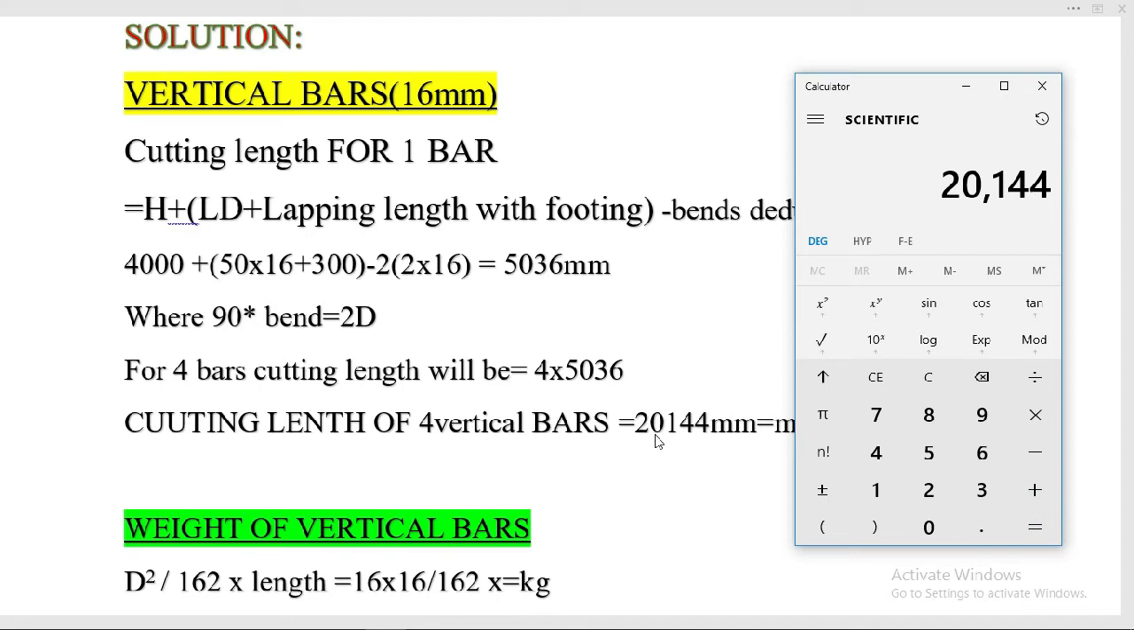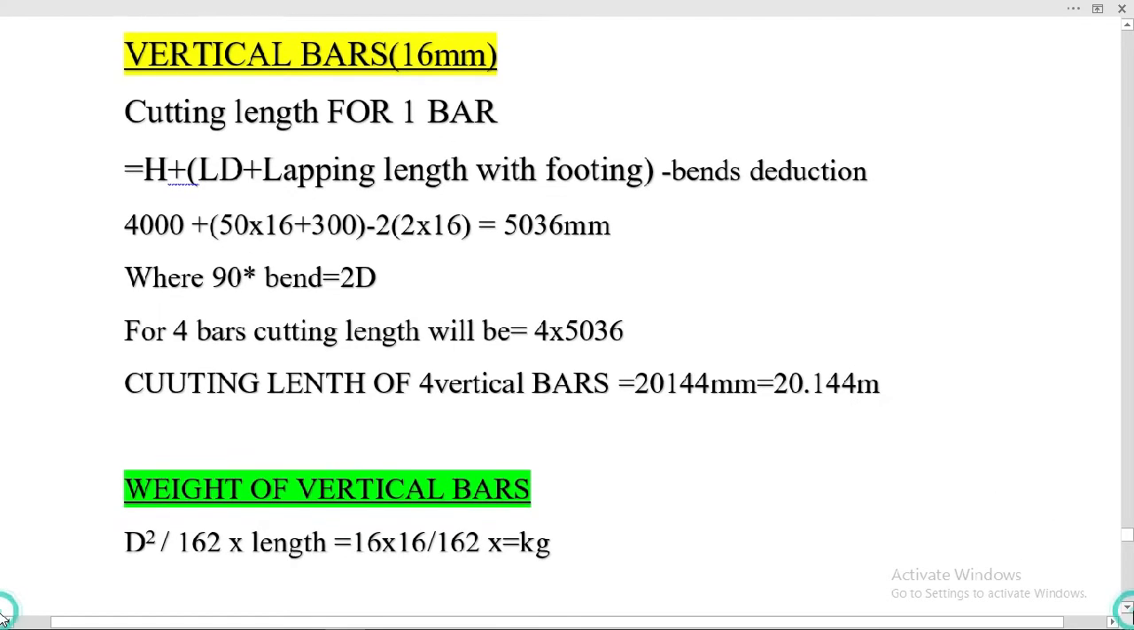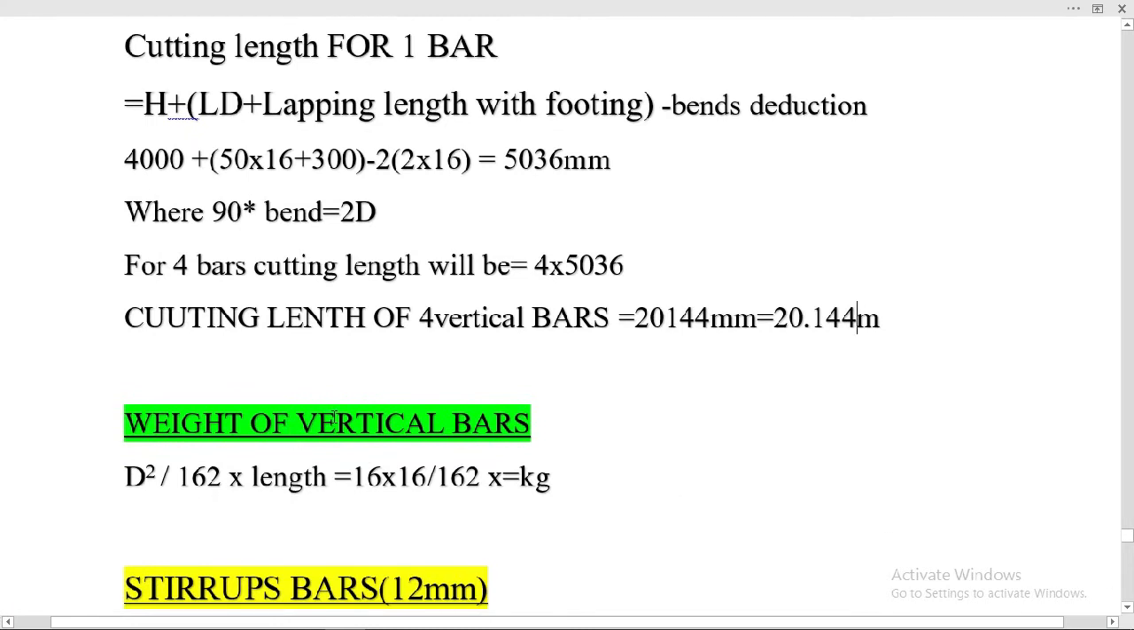20,144 millimeter. Here you can see the total length in millimeter is 20,144 millimeter. To convert to meters we divide it by 1000, which gives us 20.144 meter. So 20.144 meter is the total cutting length required for the 4 vertical bars.